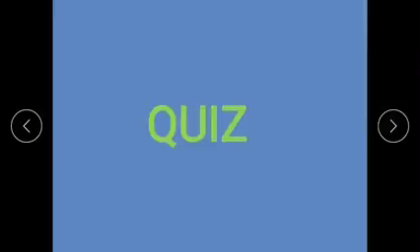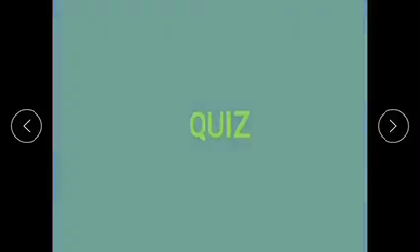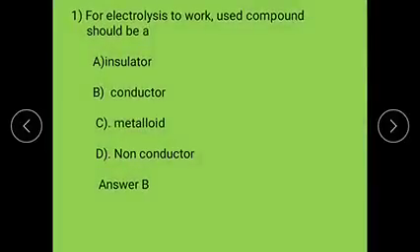Now let us see some quick questions on this. For electrolysis to work, the compound used should be an insulator, conductor, metalloid, or non-conductor. For the electrolysis process to work, it should be a conductor. The right answer is B.